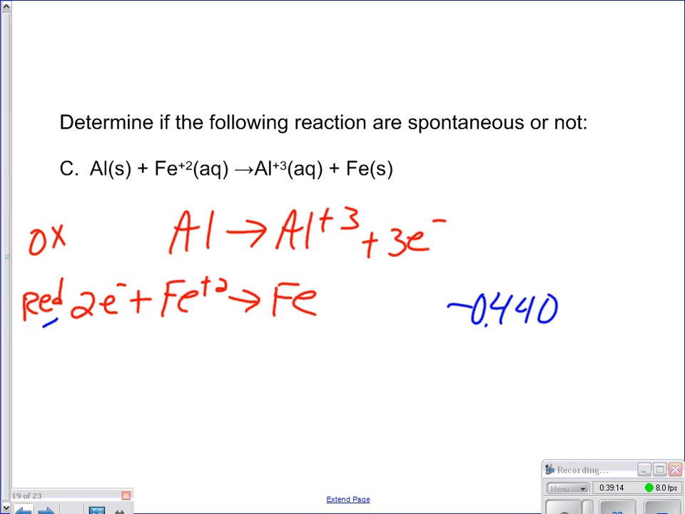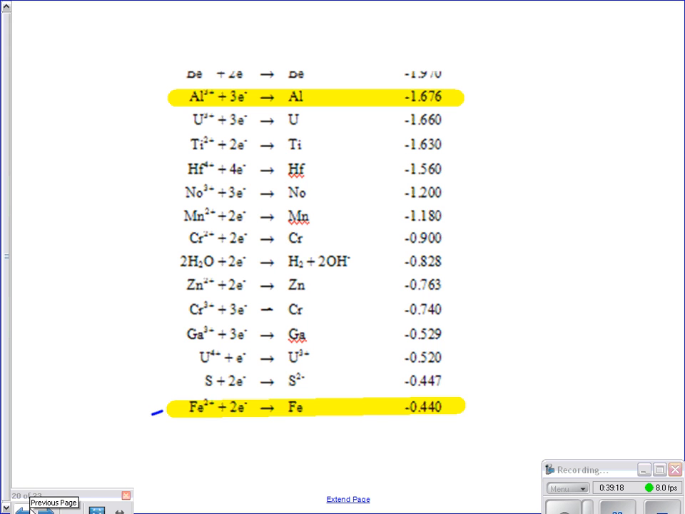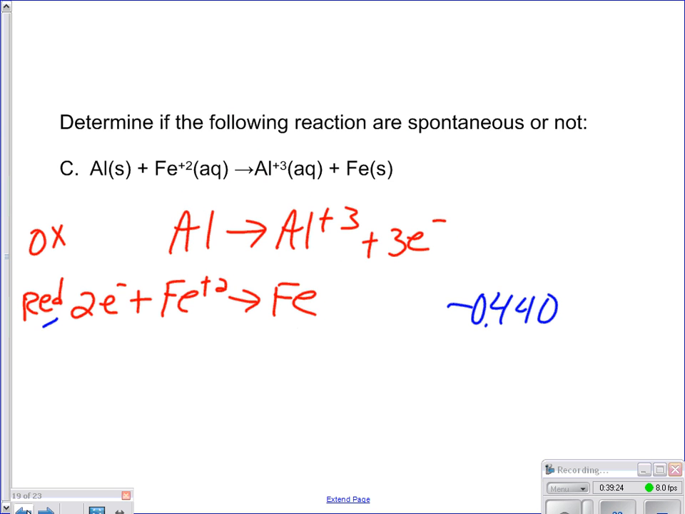But for our oxidation half, oops, your aluminum, it's not oxidation here, it's reduction. So instead of negative 1.676, it has to be flipped and become positive 1.676.